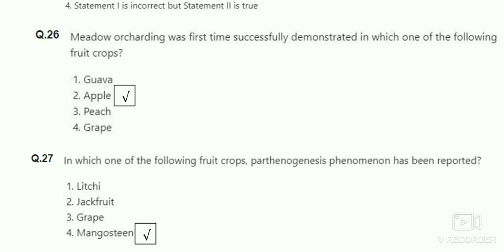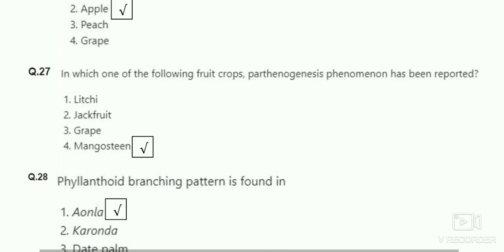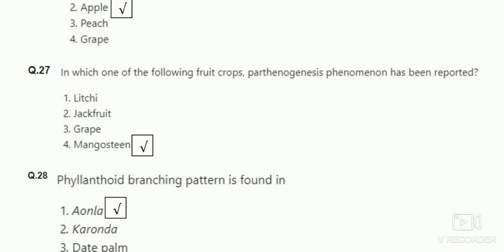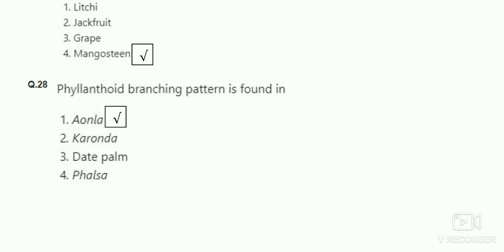In which of the following fruit crops has the parthenogenesis phenomenon been reported? The right answer is mangosteen. Phyllanthoid branching pattern is found in amla. Other branching patterns you can also remember, like dichotomous and sympodial. What does it mean? Sympodial means those branches or buds which do not go under dormant condition. That is sympodial branching.